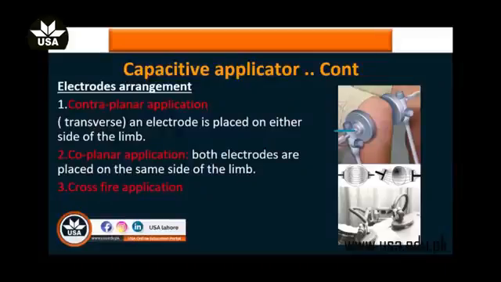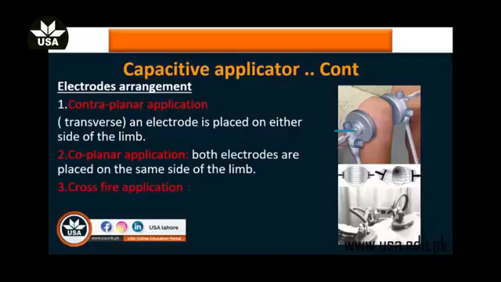And coplanar application is basically the method where both electrodes are placed over the same side of the limb. Like if the patient is lying in a prone position and you place both electrodes over the back of the patient, then this would be the coplanar application of the electrodes. And the third one is crossfire application, which we will be discussing soon.